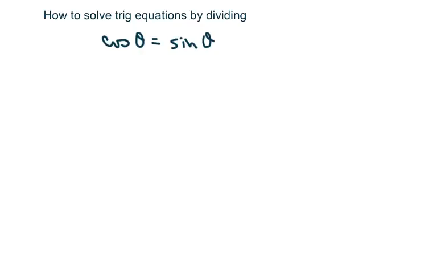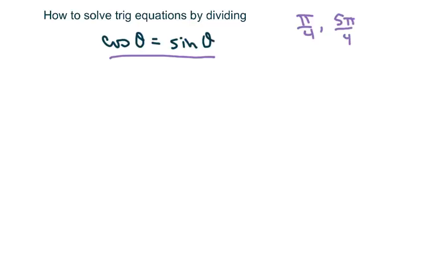Hi everyone, we're going to solve trig equations by dividing. If you look at this right here, cosine of theta equals sine of theta, you might already know where this is happening. We already know that this is happening at pi over 4 and 5 pi over 4. That's where the values are exactly the same.